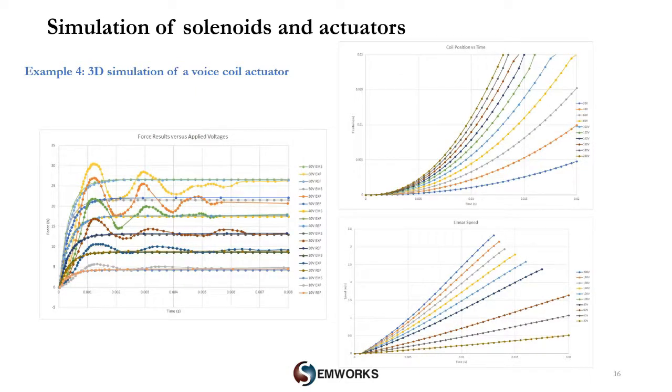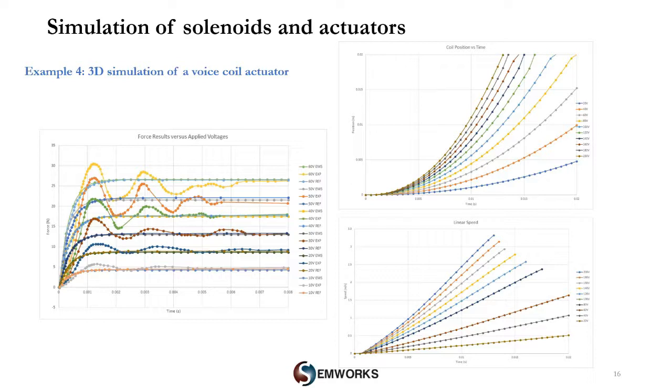The force is now investigated for this kind of problem, versus time and versus different applied voltages. So now we are applying different voltage rates and checking the impact of these voltages on the force, the coil position and the speed. The force increases with the voltage, as can be seen from the left figure, and each steady state time depends on the voltage as well. Each applied voltage has its own steady state time.